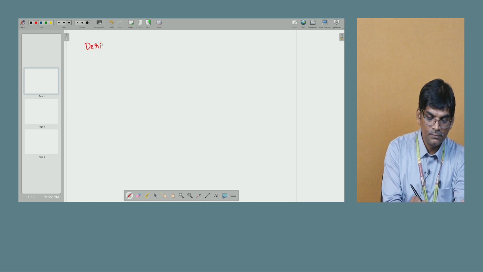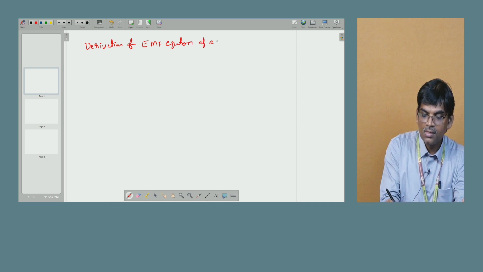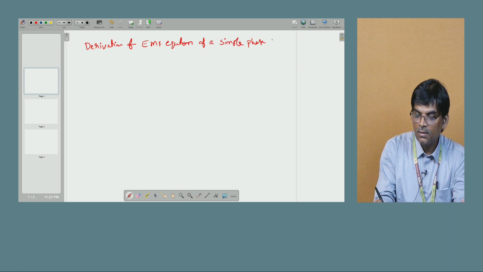Derivation of EMF equation of a single phase transformer.